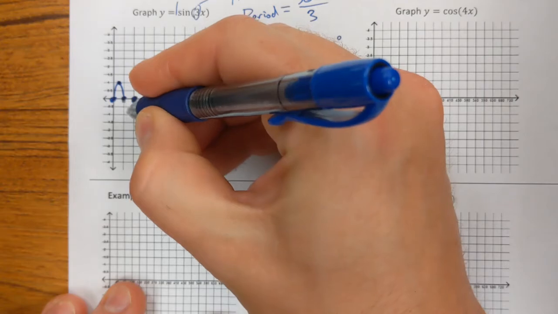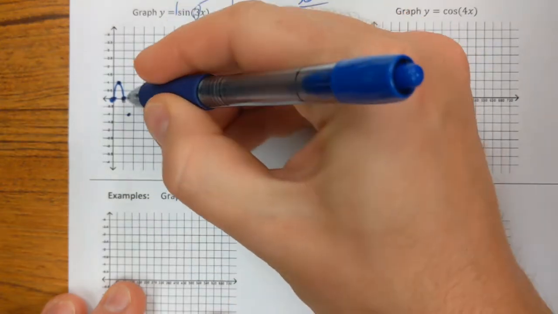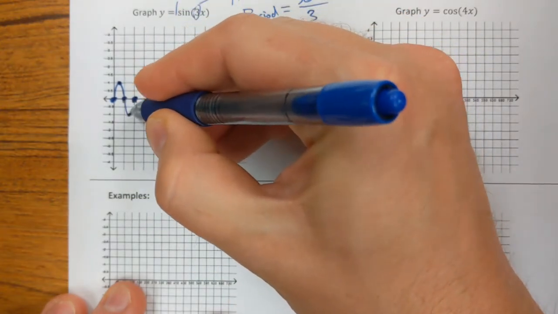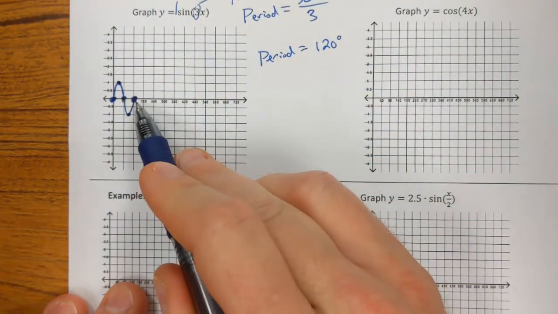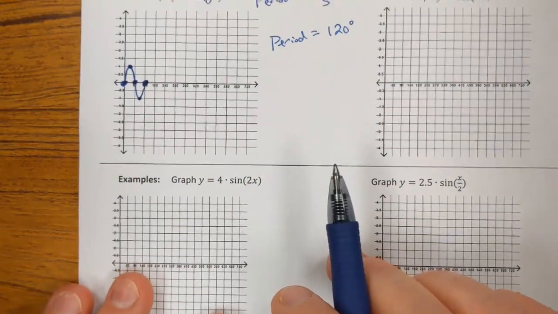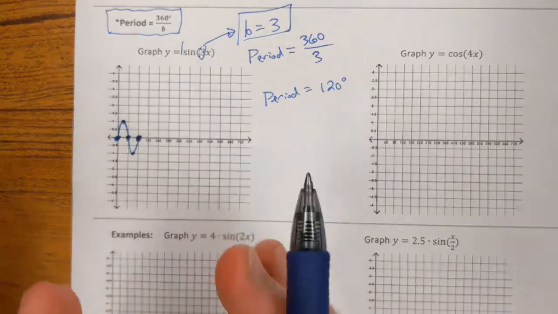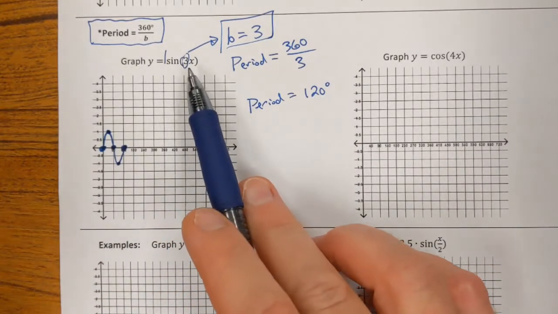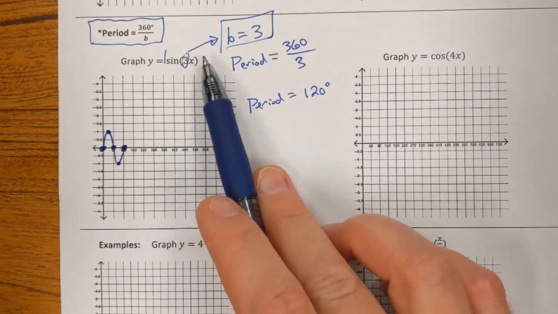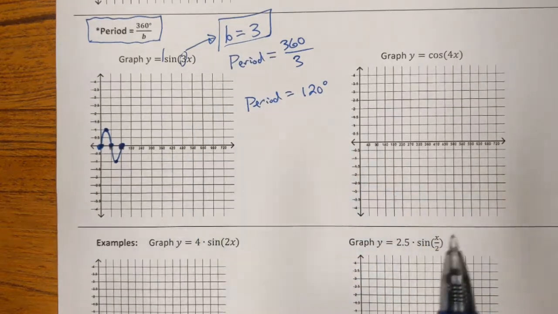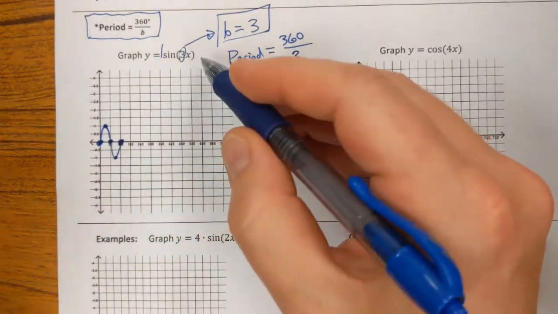And then it's going to go all the way down to -1 and back to the x-axis. Notice that all happened in just 120 degrees. So see how compressed that got? This is what happens when you start giving a b-value. A large b-value really compresses your graph. So here, a b-value of 3.